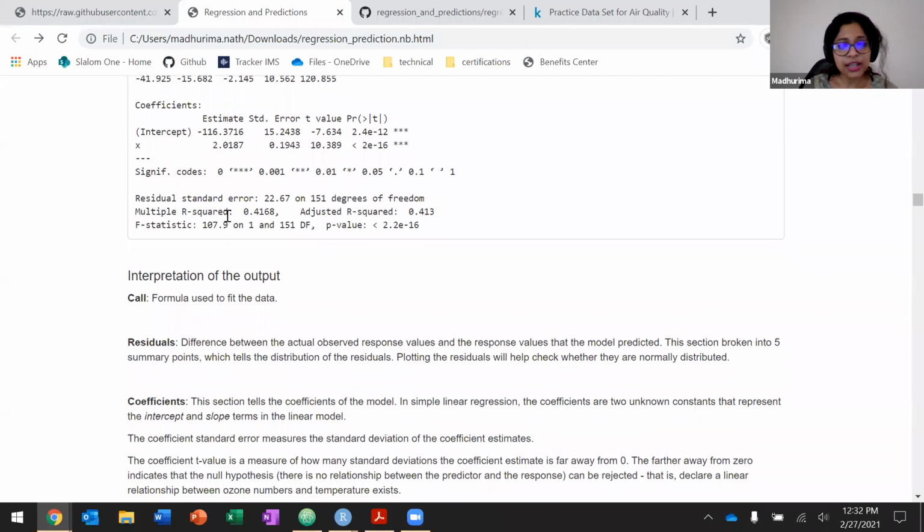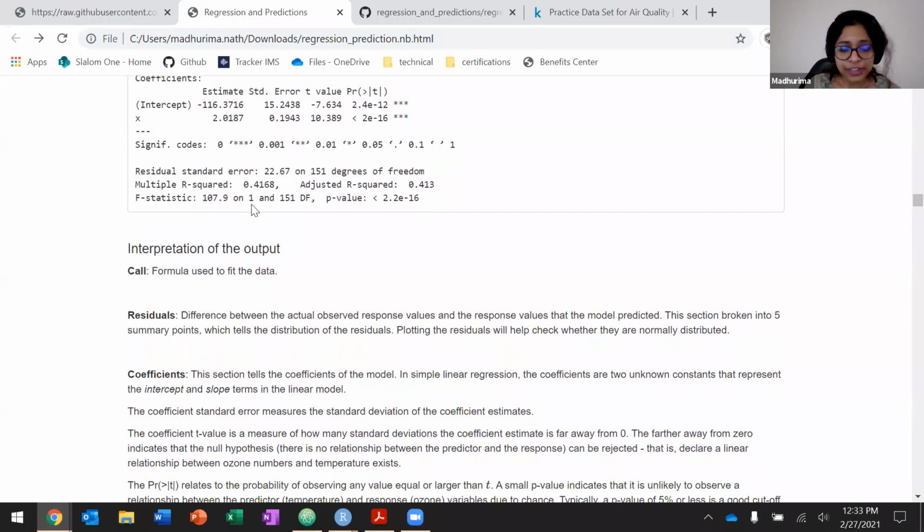Now, the next one is these 3 stars that you see, which just tells you the significant codes. So 3 stars represent 0, which means that I am very confident about my result, that this value that I have got is correct. That is, there exists a relationship between X and Y. So again, as I said, these are just different ways of confirming the same thing, that there is a relationship between X and Y.